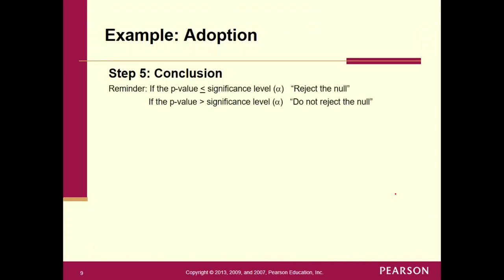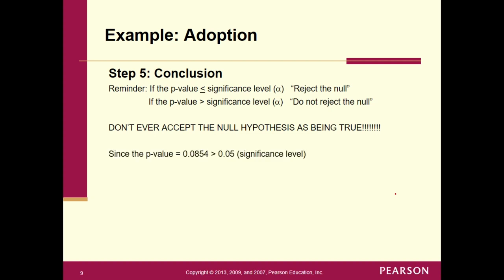So our conclusion. A reminder of the rules there: don't ever accept the null hypothesis as being true if you say do not reject the null. So we have to probably talk about it here. Why? We got a p-value of 0.0854, and that's greater than the 0.05 of our significance level. So what's our rule here? The p-value is sort of high, greater than alpha, so we're going to say do not reject the null. So the decision about the null: do not reject the null.